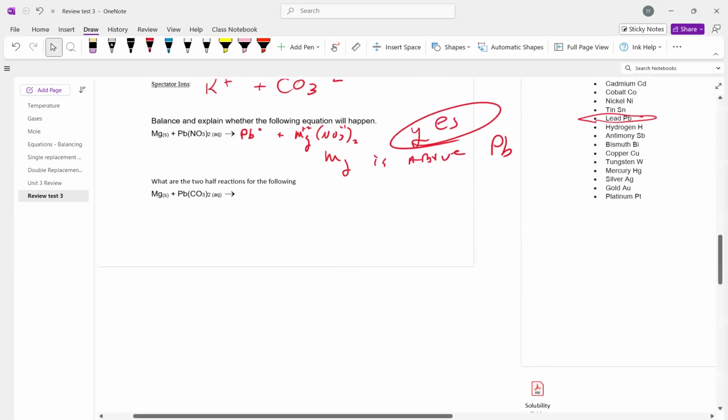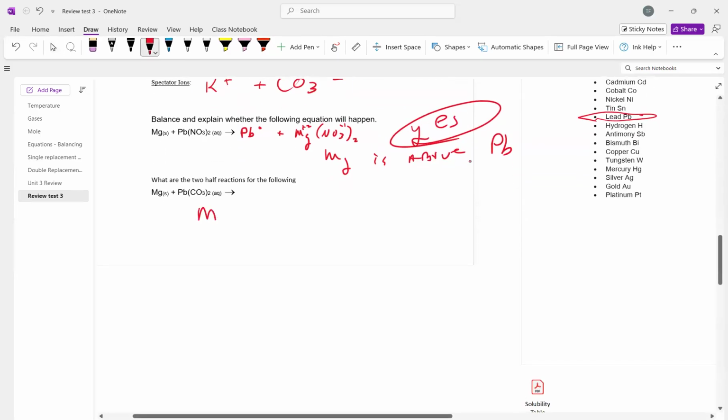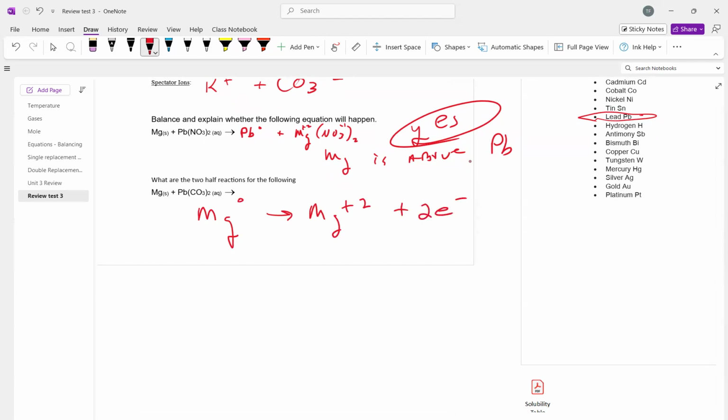Half reactions, we're going to take magnesium. That says solid or 0, because it goes to Mg +2, which means it's going to lose 2 electrons. Lead, going from the salt to the metal, gains those 2 electrons. Those are the 2 half reactions. Half reactions show the electrons moving.